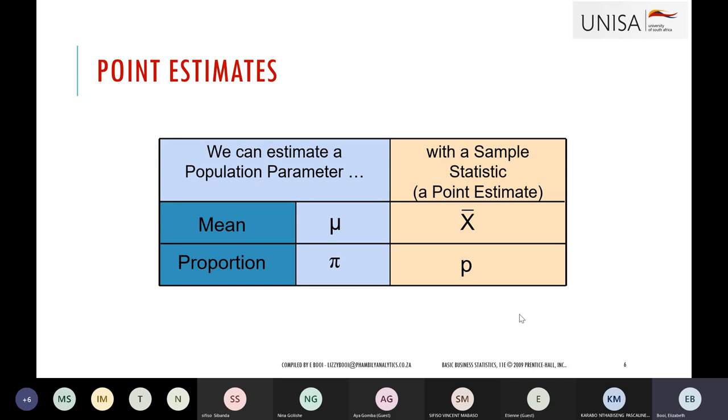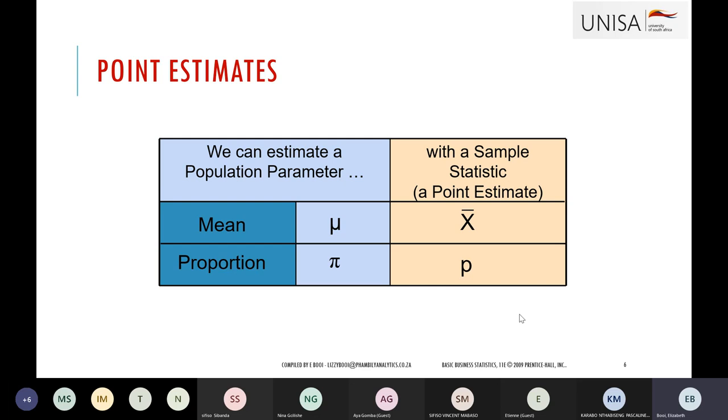We can estimate these population parameters by using the values or measures that we get from the sample, which are your statistics. For example, we can use the mean of a sample, which is your sample statistic, to estimate the population mean. We can use the sample proportion, which is your sample statistic, to estimate the value of your population proportion.